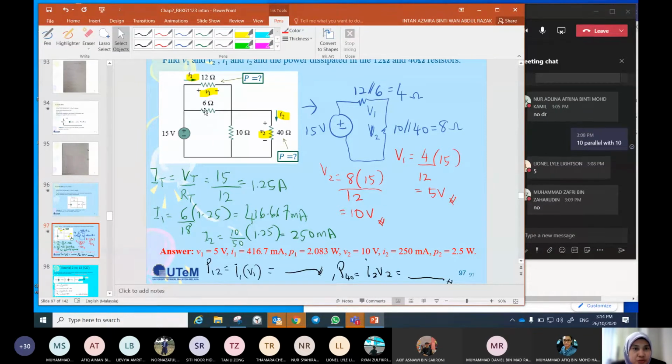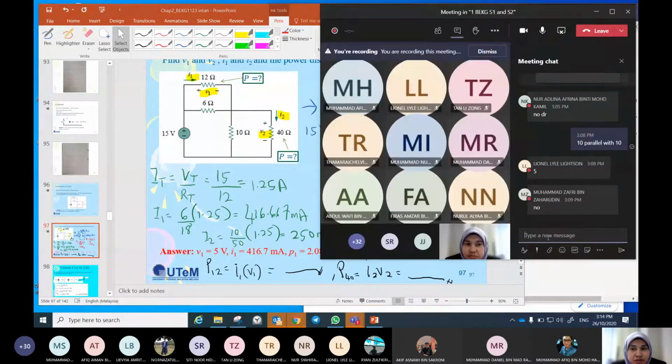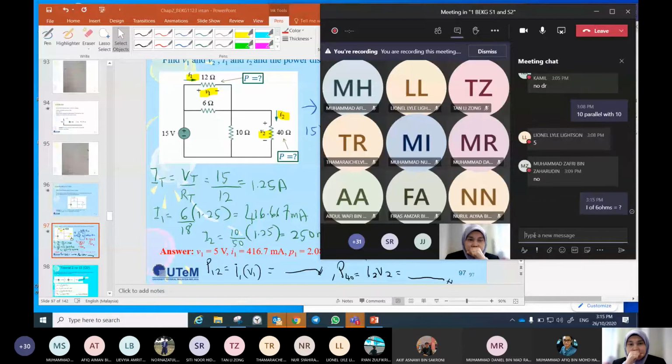How to find the current flowing through the 6 ohm resistor by using the current divider principle? Please type here. Type here. Of 6 ohm. Okay, how? It's not the one that you wrote. The one there is 6 over 18 times 1.25.